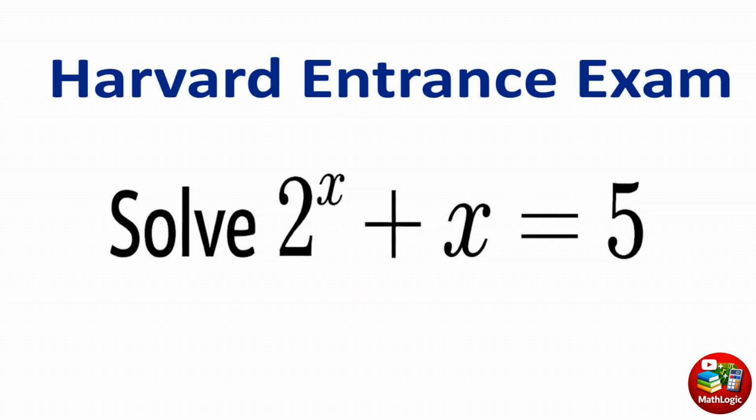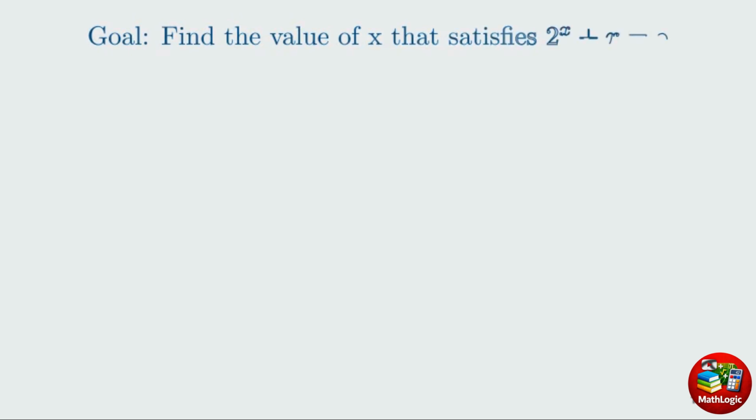Welcome! Today we're going to solve an interesting equation that combines two different types of functions. Our goal is to find the value of x that satisfies the equation 2^x + x = 5. The challenge here is that we can't solve this equation algebraically. We have an exponential term and a linear term in the same expression. This means that no amount of rearranging the equation using standard mathematical operations will isolate x.